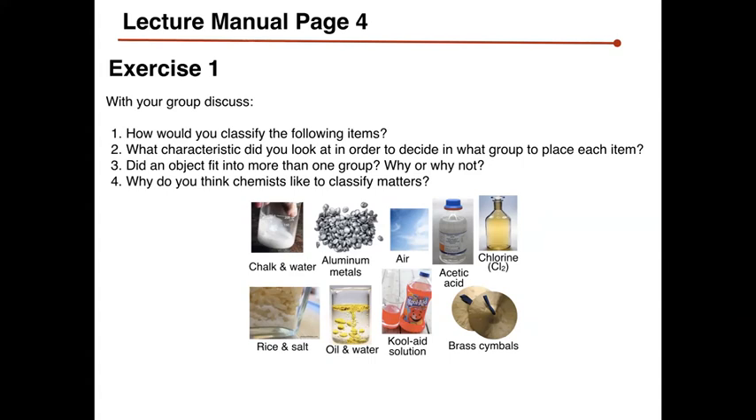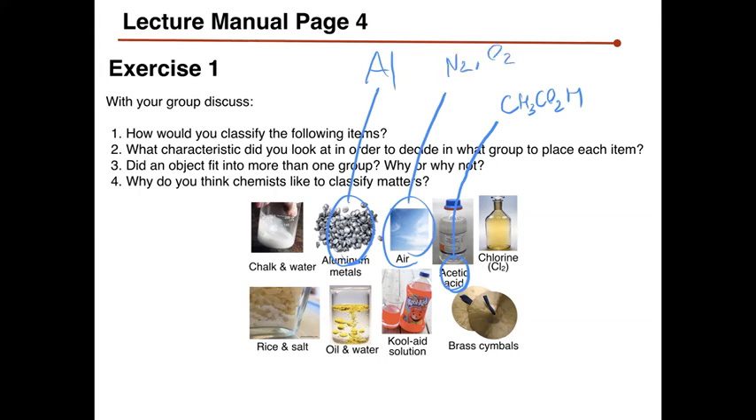I would like you to take a few minutes here and think about how you can group them, and can you make more than one group? So let's think about that. I'm going to give you some hints, which are the chemical formulas. Acetic acid, the chemical formula would be CH3CO2H. What else? Aluminum metal would be Al. Air would be N2, O2, and CO2, and others.